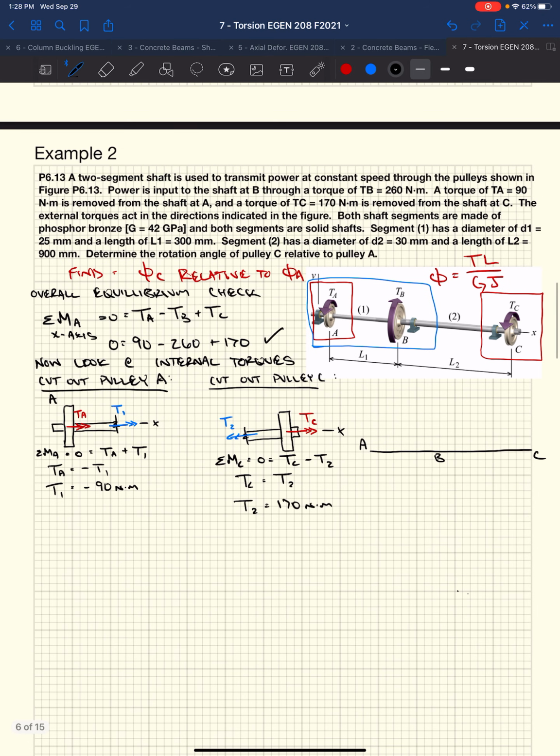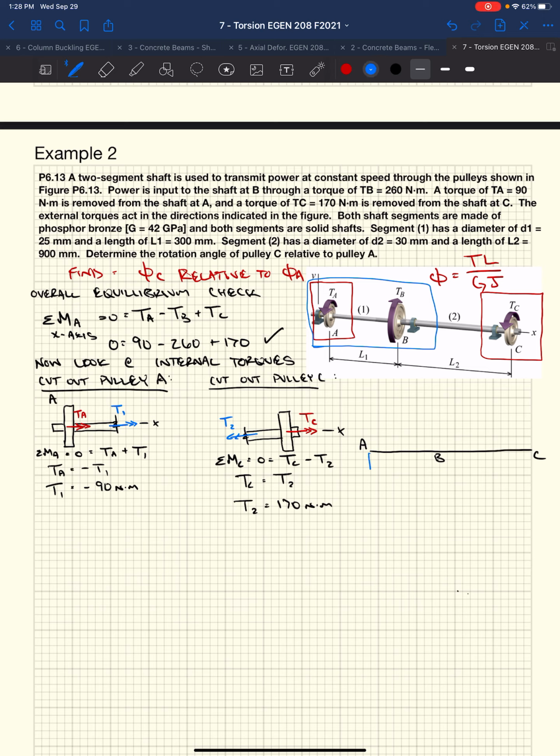This is where our sign convention comes in. When we do equilibrium, our signs are based on the axis that we're assuming. When we do a torque diagram, that's when we use the sign convention for the torques. So in this case, T1 was negative 90 Newton meters. What does that mean? Well, that means T1 is actually in the opposite direction. So now if we look at the torque sign convention, this arrow is facing towards the face of the shaft.